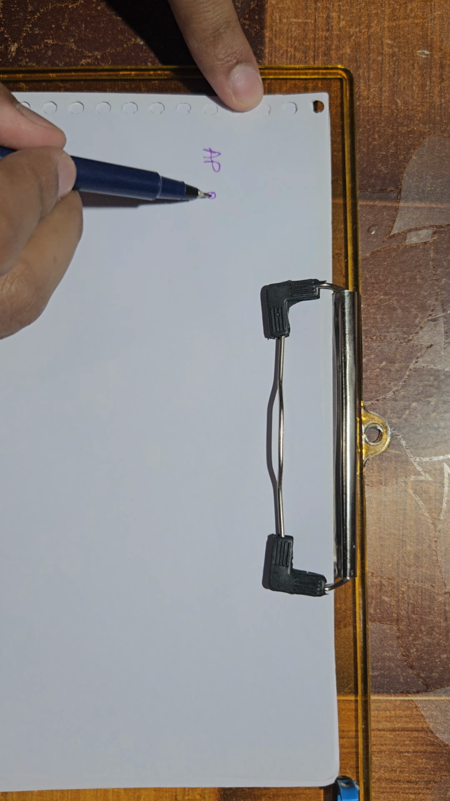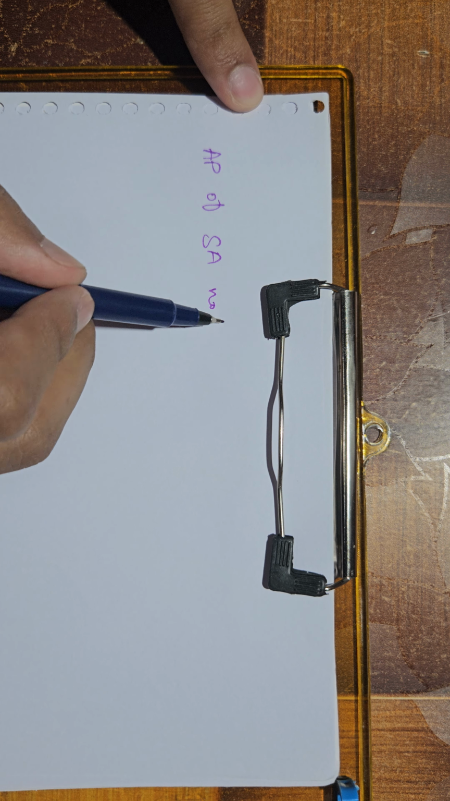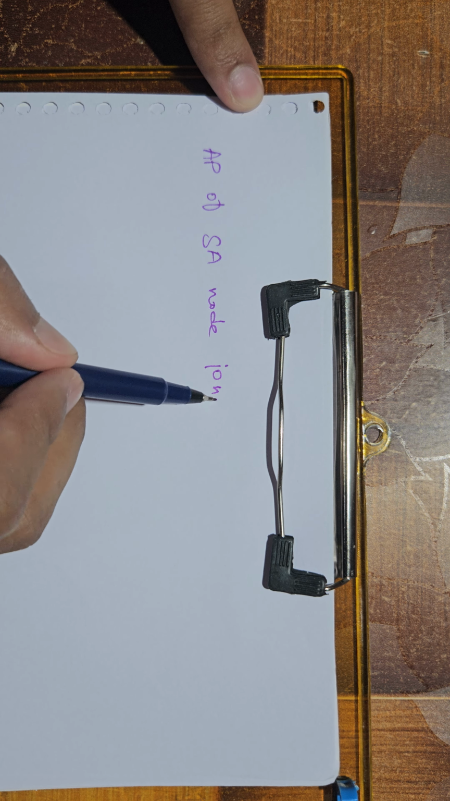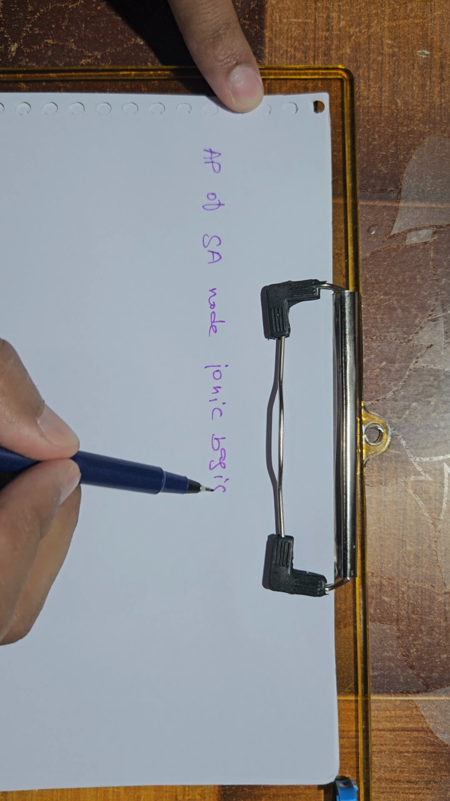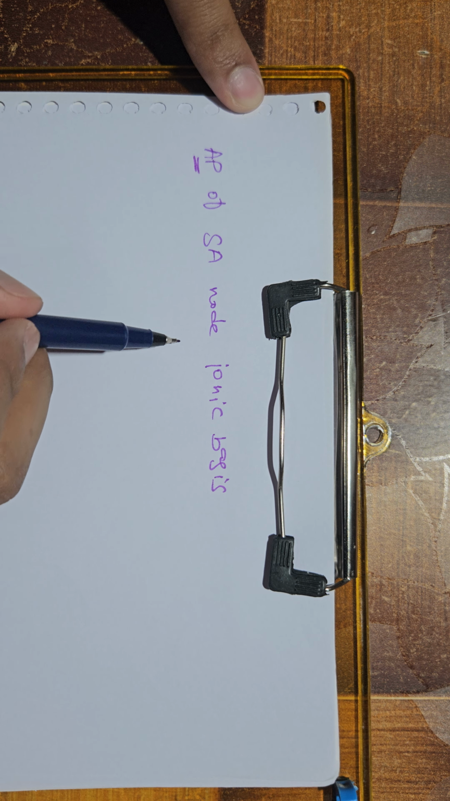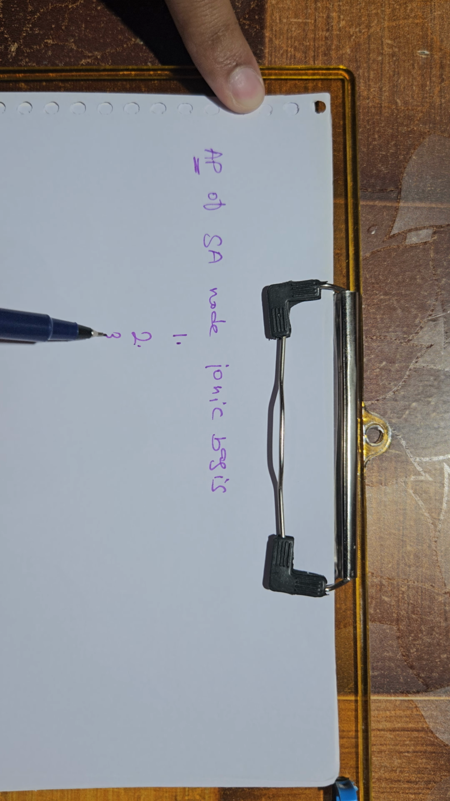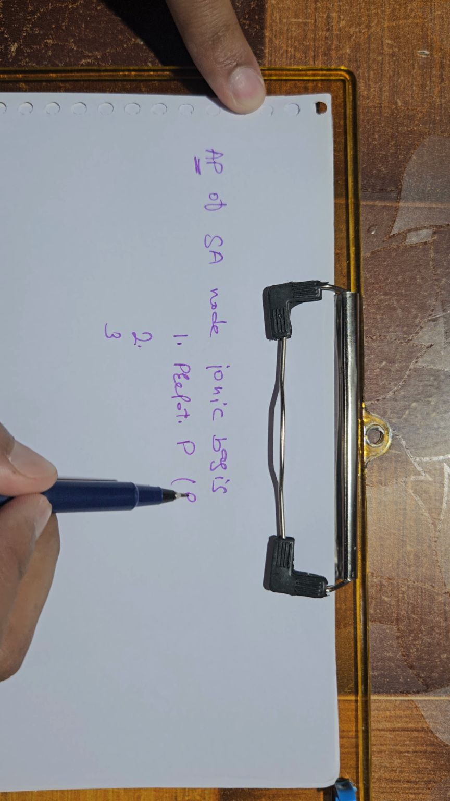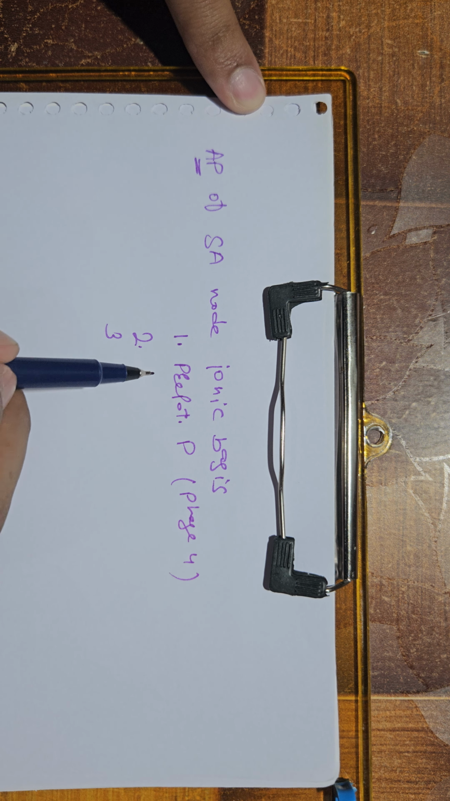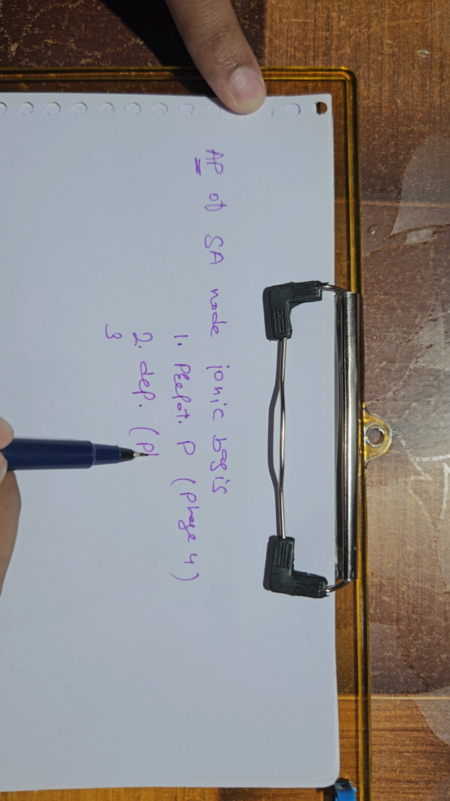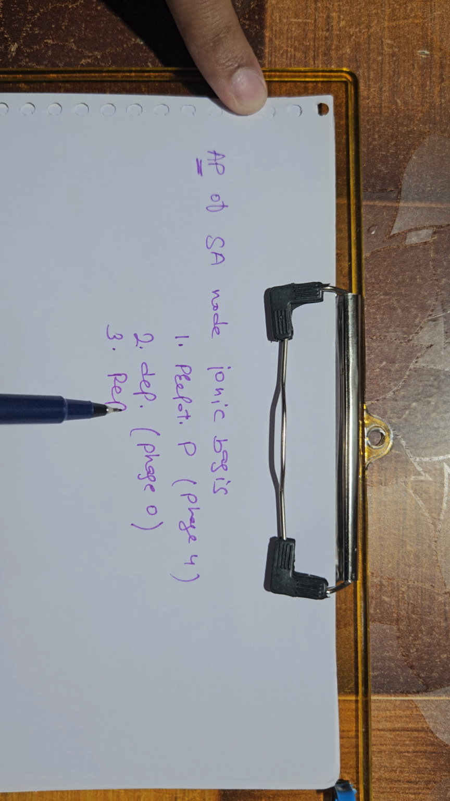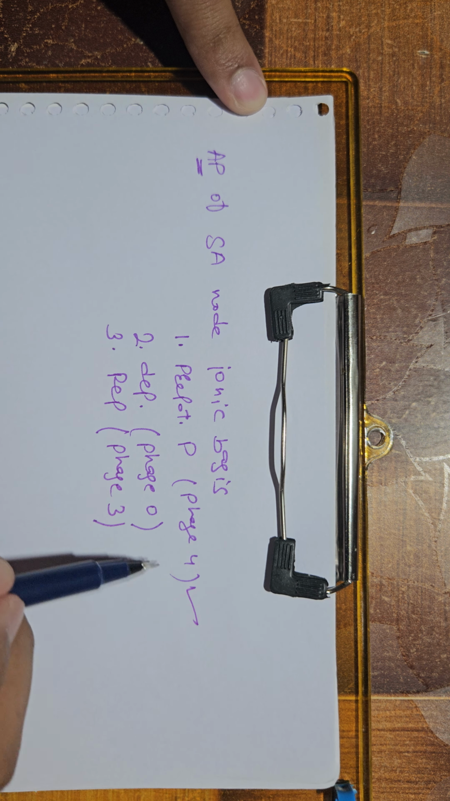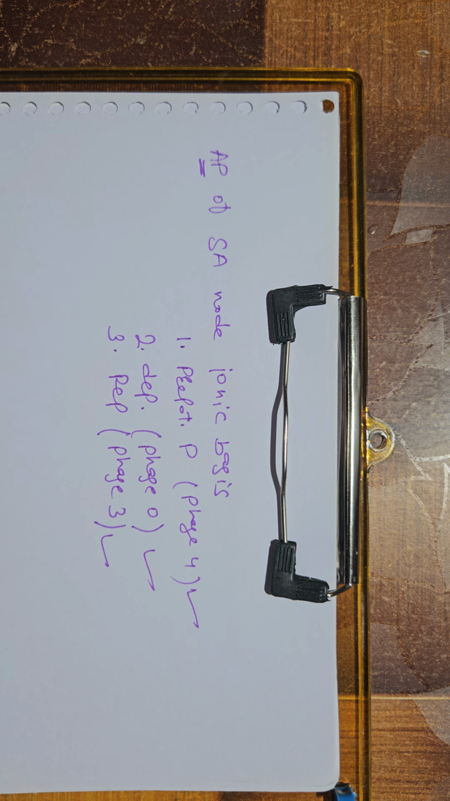Now let's begin with the action potential of SA node, ionic basis. This action potential of SA node can be studied in three phases. First phase is known as pre-potential phase, also known as phase 4. Second phase is called the depolarization phase or phase 0. Third is known as the repolarization phase or phase 3. Let us see these phases one by one with diagrammatic representation.